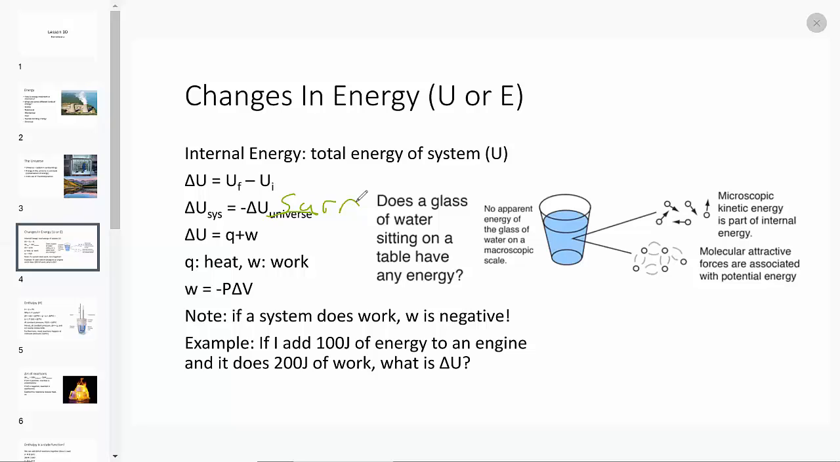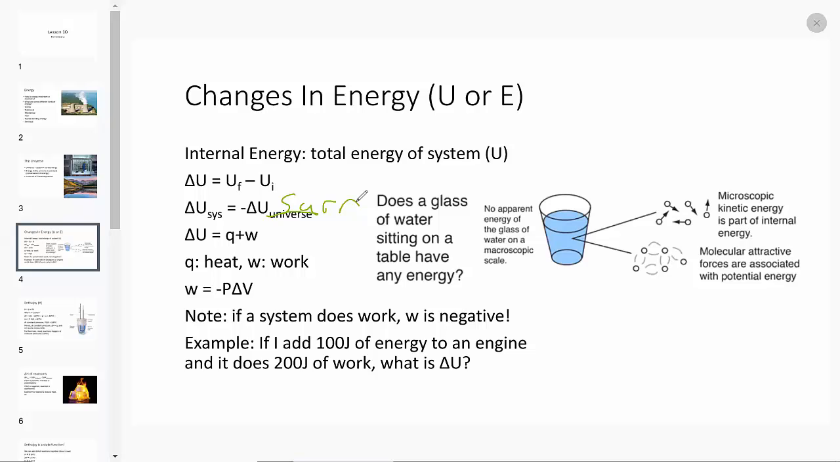This is very important to realize. If a system does work, then work is negative, because when it does work on something else, it's losing energy. So W should be negative. If you do work on the system, so if something does work on the system, then the system will increase in energy, hence work should be positive, which is often a major point of confusion.